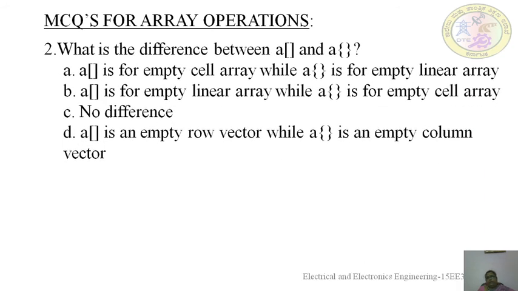What is the difference between A, this is the name of an array, with the empty square bracket and with the flower bracket? The solution is B, where A with the empty square bracket is for an empty linear array, while A with the flower bracket is for an empty cell array.